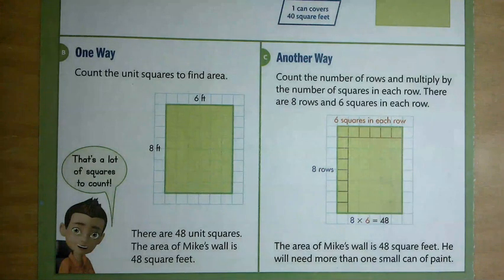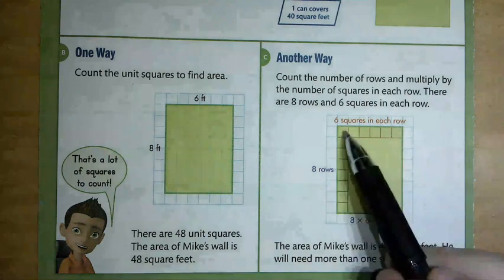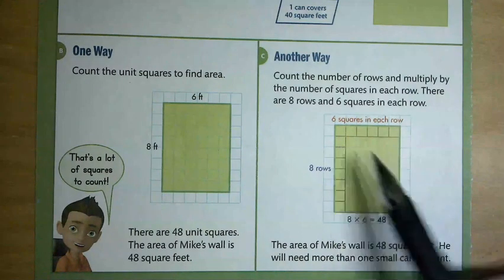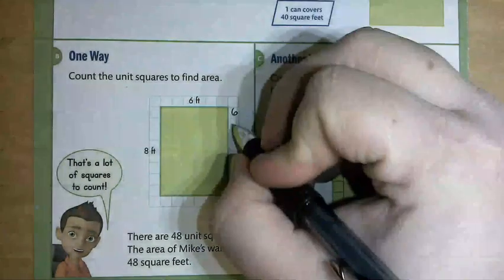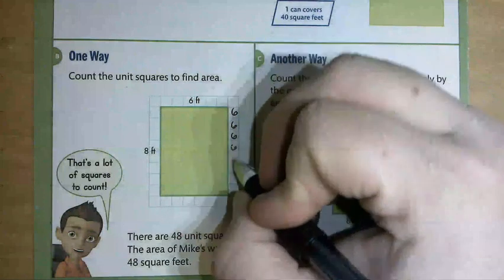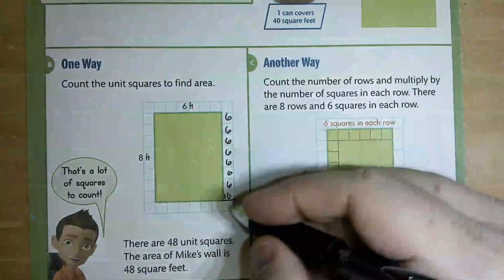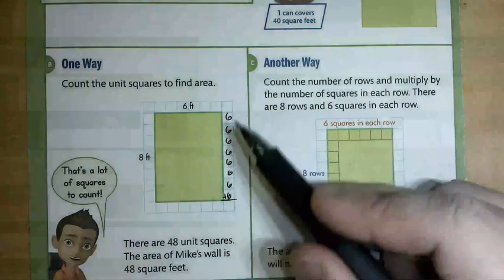Box C says count the number of rows and multiply the number of squares in each row. There are 8 rows and 6 squares in each row. What they're saying is going across, there's 1, 2, 3, 4, 5, 6. So I could use my repeated addition to do 6 plus 6 plus 6 plus 6 plus 6 plus 6 plus 6 plus 6, right? We could add all of this together and do repeated addition.